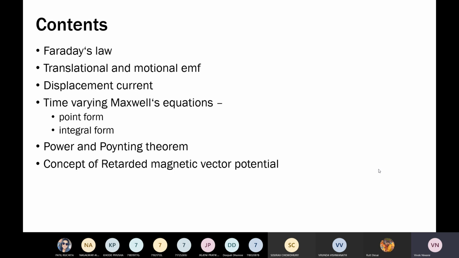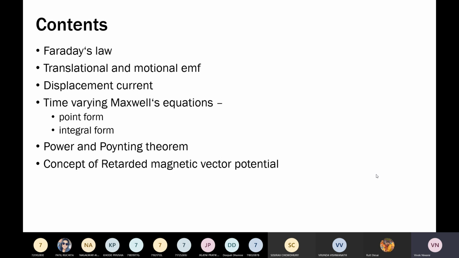And then we have the concept of retarded magnetic vector potential. Okay? This is the syllabus, and surprisingly we really could end unit number 4 within a span of 1 hour, but we do not have that much time for our lecture, so we may extend part of unit number 4 into tomorrow's session as well.